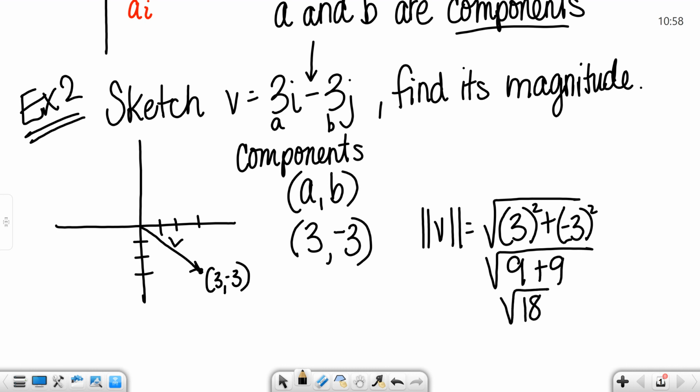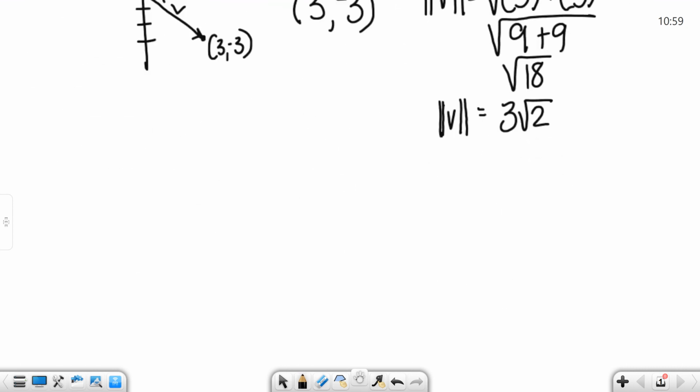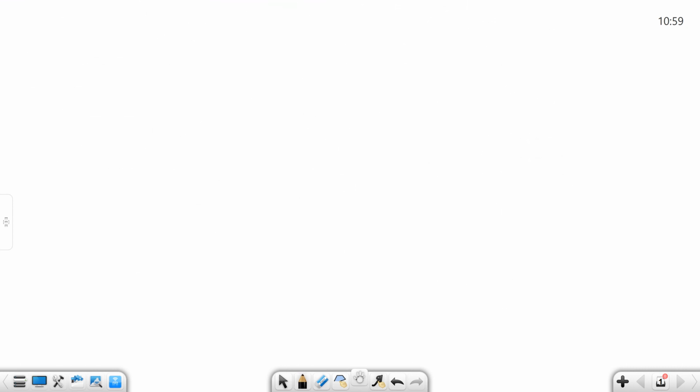Now this is where I want you to simplify the radical. The square root of 18 is 3 times the square root of 2. Don't give a decimal there. Give your simplified radical. So there would be our magnitude. Okay, not too bad. These vectors set us up for being able to do physics problems, which we are not going to do, but that's really the whole purpose of vectors.